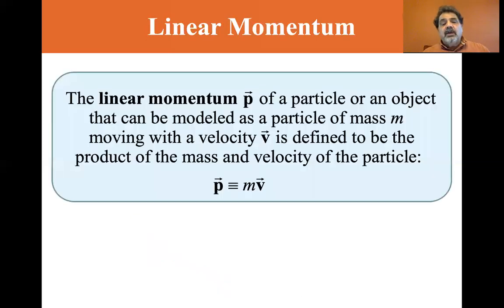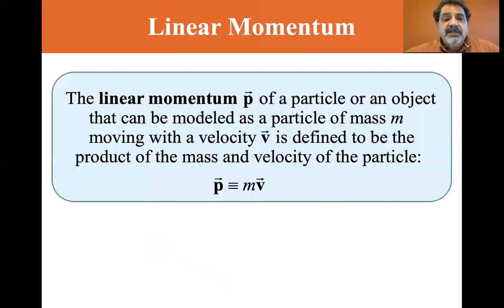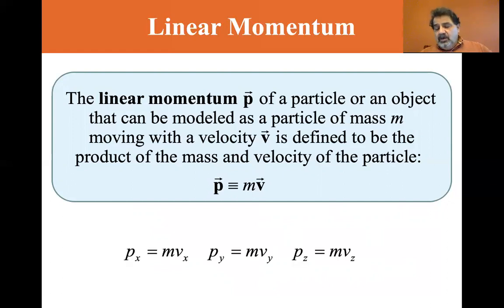And so this m1 v1 or the m2 v2, either one, we call m times v, the mass times the velocity, momentum. And here's the definition: the linear momentum p of a particle, or an object that can be modeled as a particle, of mass m moving with a velocity v is defined to be the product of the mass and velocity of the particle. So linear momentum is equal to mv, the mass times the velocity. And you can separate it into its components. So momentum in x is equal to mvx, the momentum in y is equal to mvy, and the momentum in z is equal to mvz.